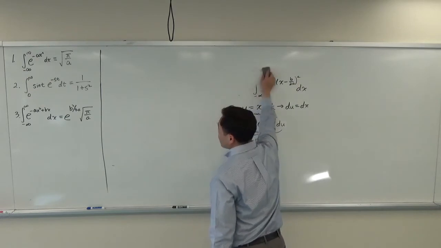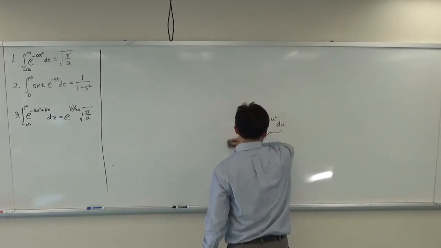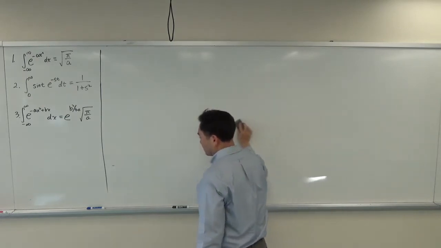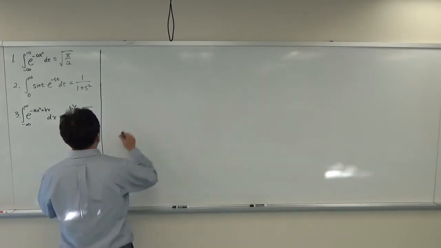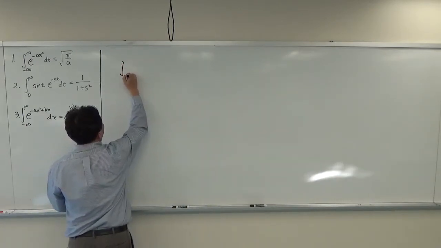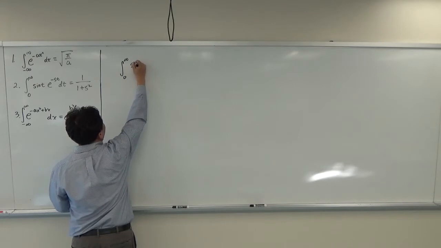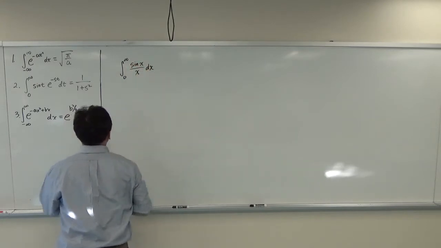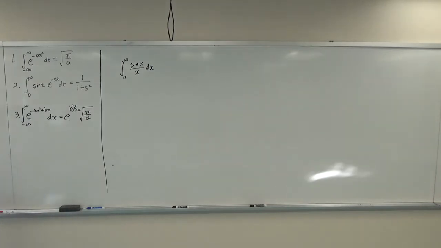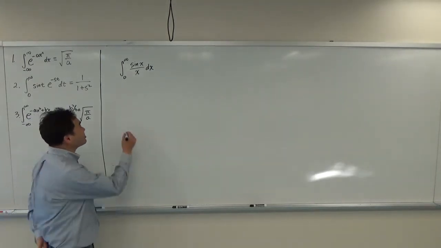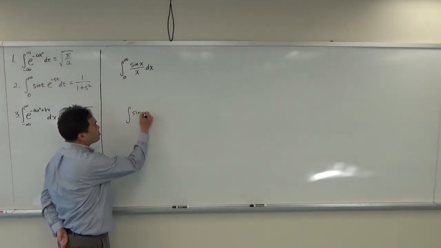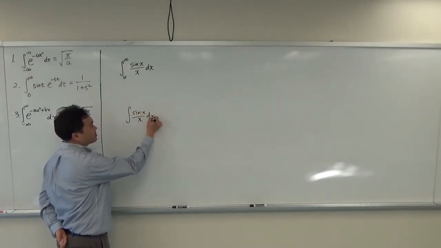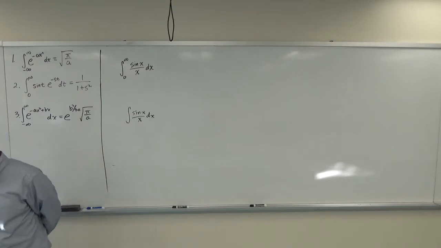Okay, and then the next result I need is the integral from 0 to infinity of sine x over x dx. Okay. What's the antiderivative of sine x over x? How do you integrate this again? What's the method for integrating this?